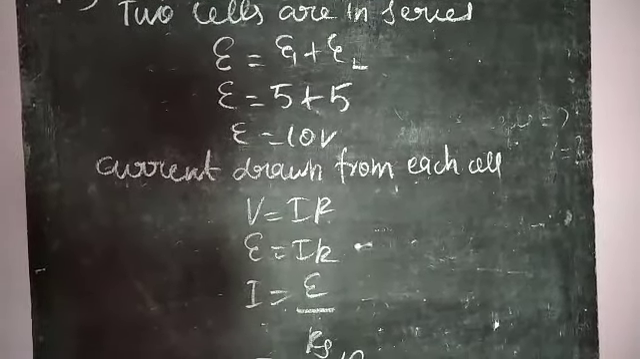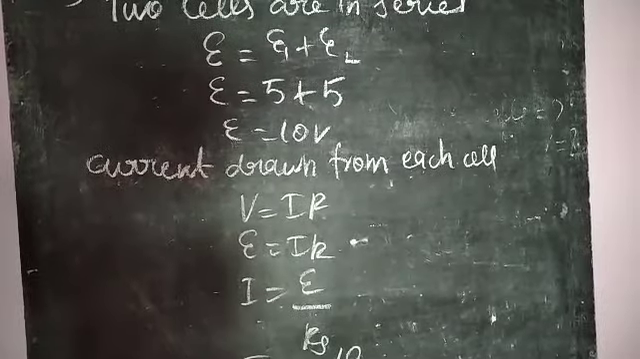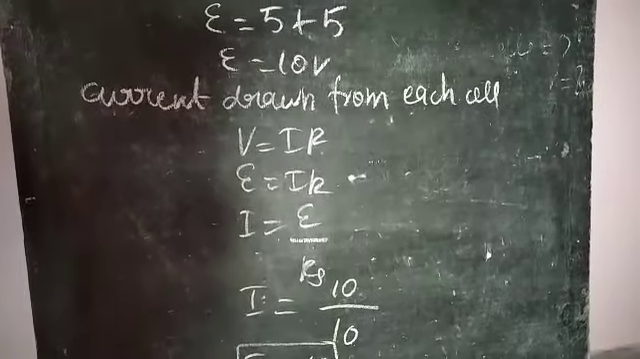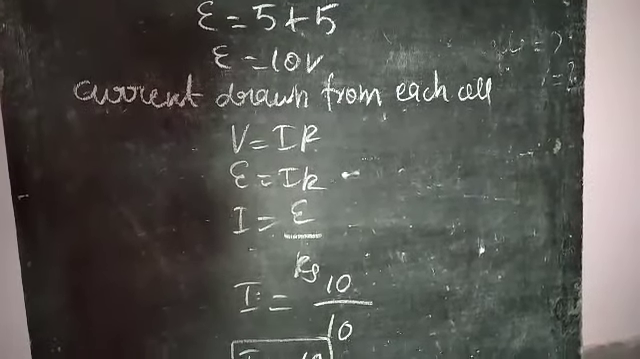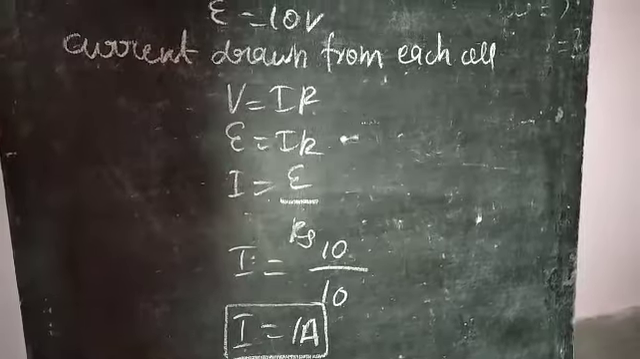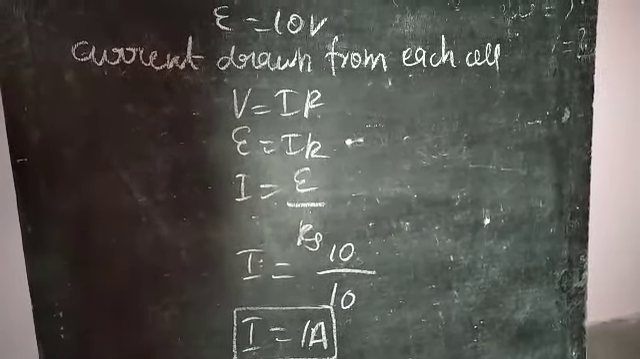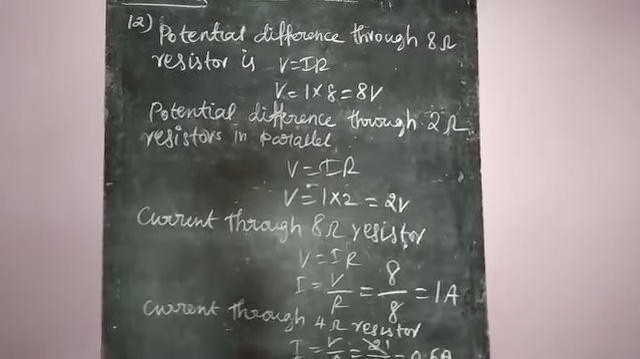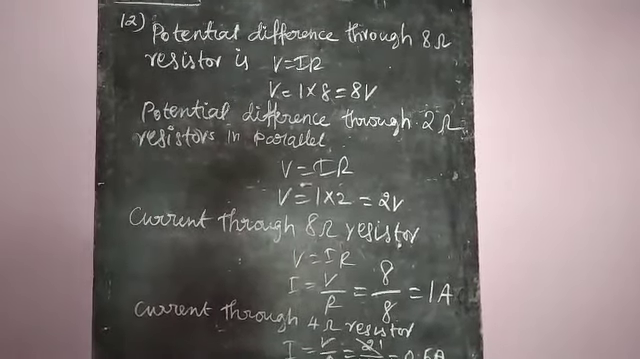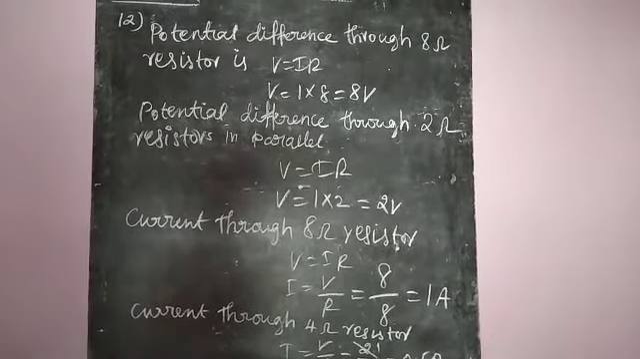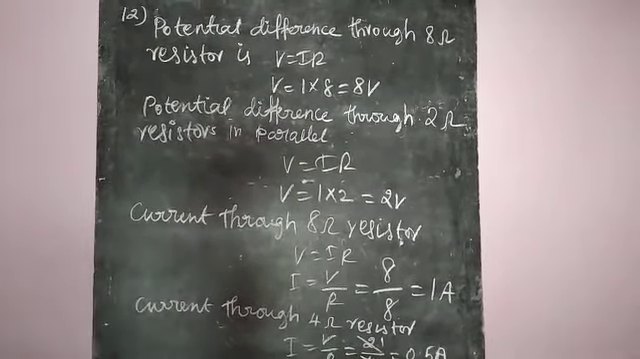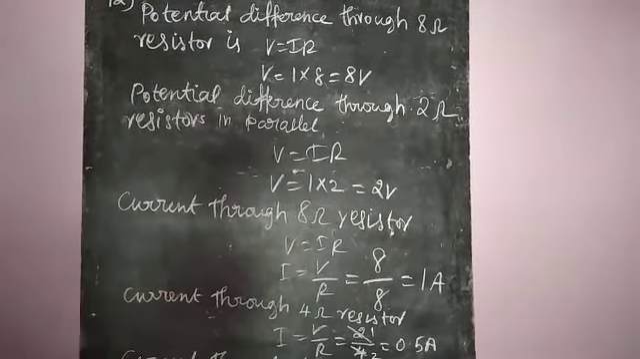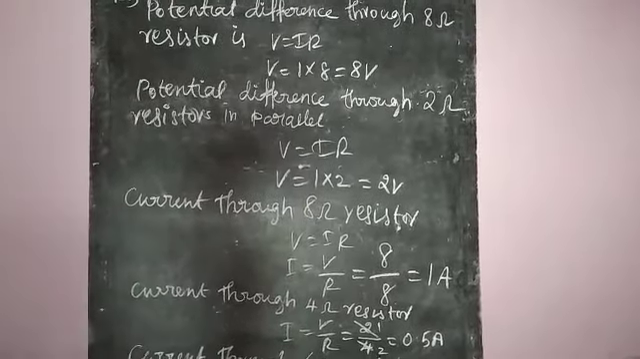Current drawn from the cells: V equal to IR, that is, E equal to IR. I equal to E by Rs. So I equal to E value 10 volt, Rs value 10 ohm. So current drawn from the cells is 1 ampere. Potential difference across the 8 ohm resistor is V equal to IR. V equal to current I 1 ampere, resistance 8 ohm, so 8 volt. Potential difference across the 2 ohm resistor in parallel: V equal to IR, V equal to current I 1 ampere, resistance R 2 ohm, so 2 volt.